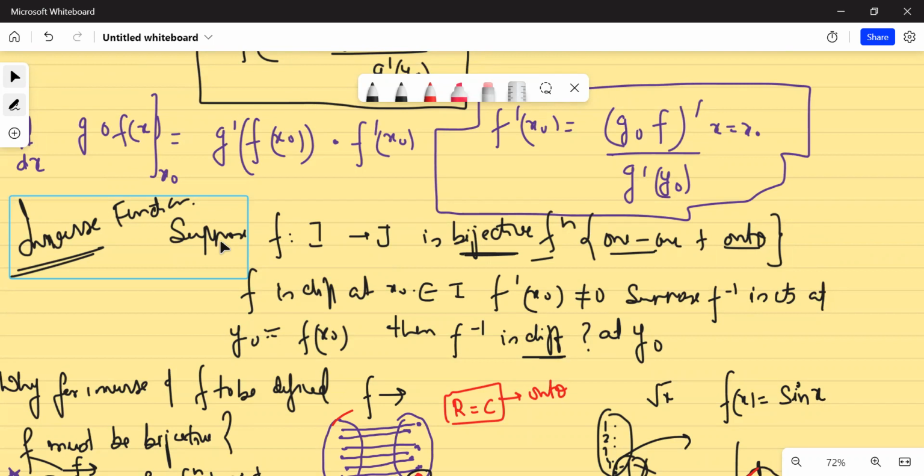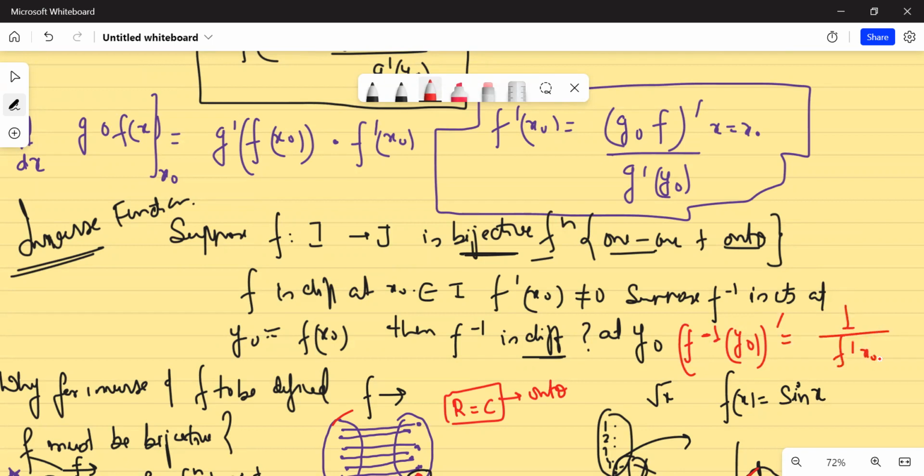Suppose f is differentiable at x naught belonging to I, and f dash x naught is non-zero. And one more thing: f inverse is continuous at y naught. What is y naught? Y naught is simply f of x naught. Then f inverse is differentiable at y naught, and I'll explain all these things. The derivative of f inverse at y naught is simply equal to 1 upon f dash x naught. And this is very, very important. You'll find that many times questions are asked on this particular concept. It is quite easy to see.